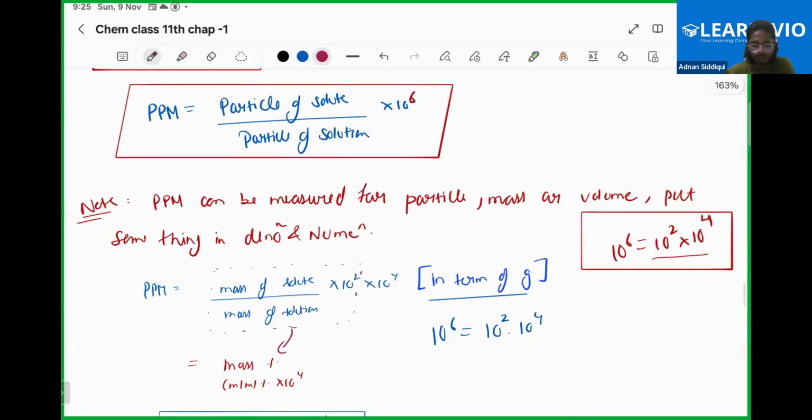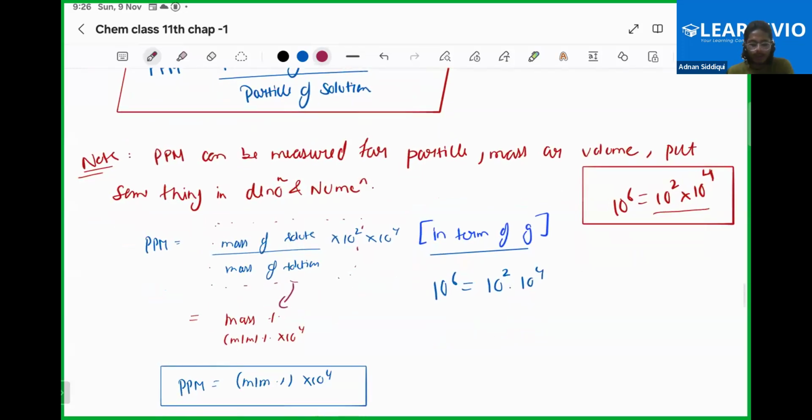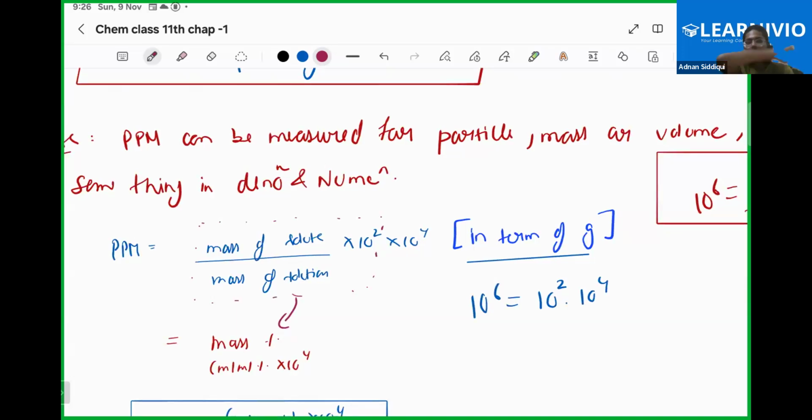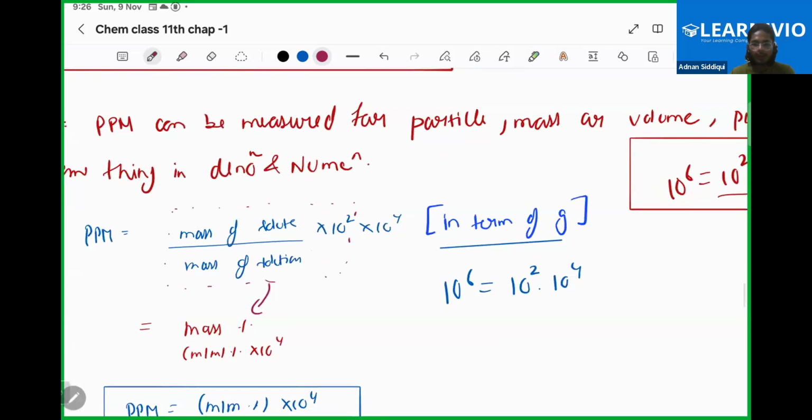ppm can be measured for mass or volume. So the parts of solute will be given in the question. I have a question just after this line. Let us say I have specified that the entire thing we are doing is in grams. I can write it like this: mass of solute divided by mass of solution into 10 to the power 6.